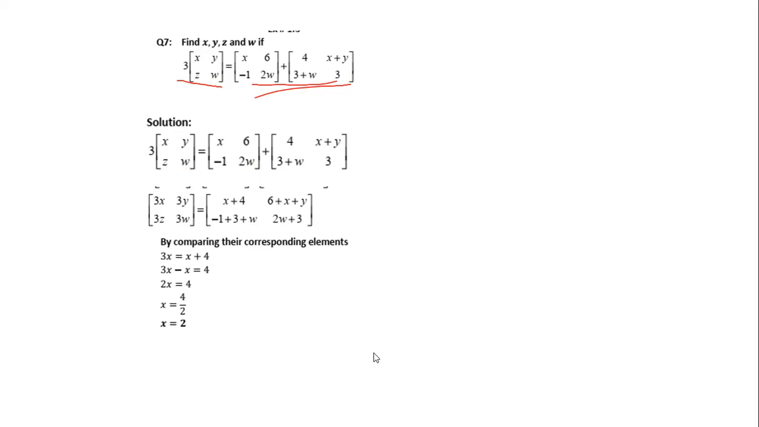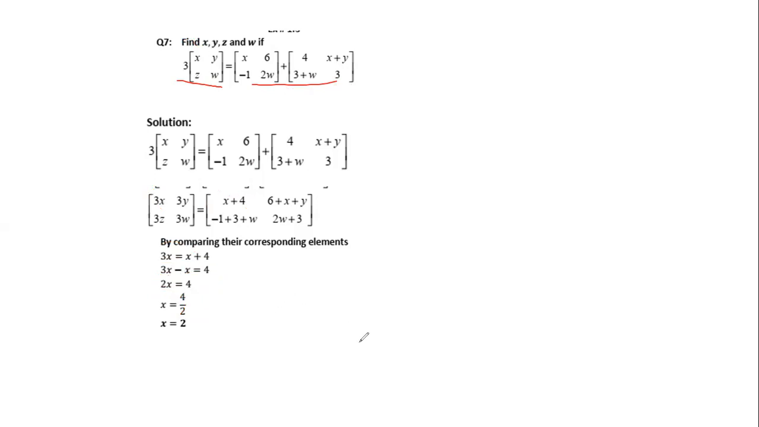So computing the first element, there is 3x and here is x plus 4. So 3x is equal to x plus 4. Shift this x to the left side, x is plus, so that becomes minus. 3x minus x will give you 2x, so that 4 will remain unchanged. We have 2x is equal to 4. We have to find x, so just dividing both sides by 2, 4 by 2 will give you only 2. So that's the value of x.